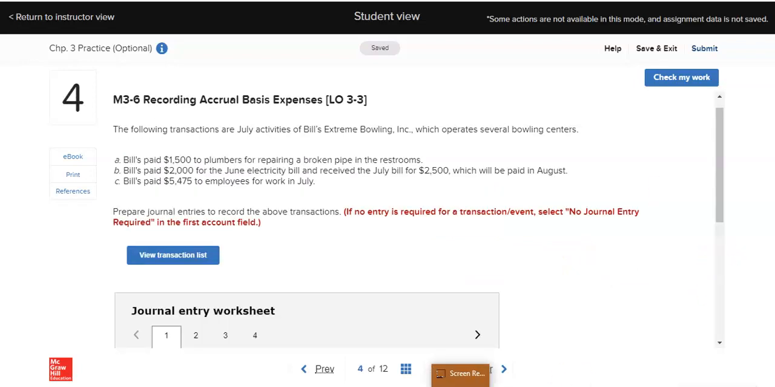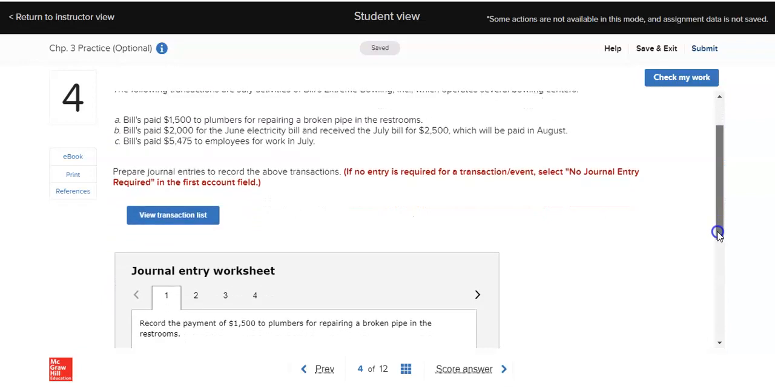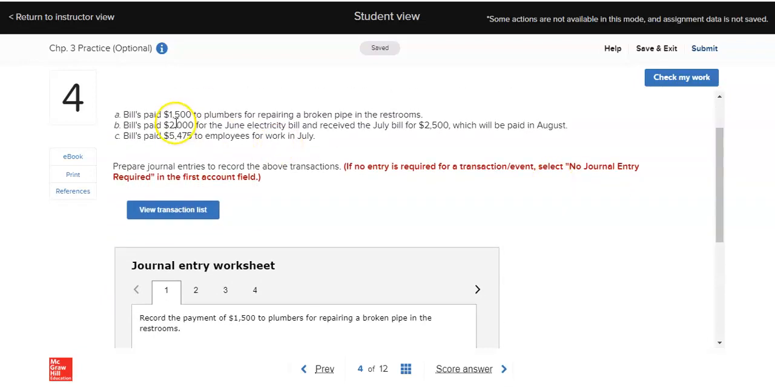Okay, now let's pick up with the next part of the problem. In this part of the problem, we will be recording the transactions we just reviewed by using journal entries. Remember, journal entries are the only way we can get information into our accounting records. The journal is called the Book of Original Entry for that very reason. So let's go to the first transaction, or transaction A. Bill's paid $1,500 to plumbers for repairing a broken pipe in the restrooms.